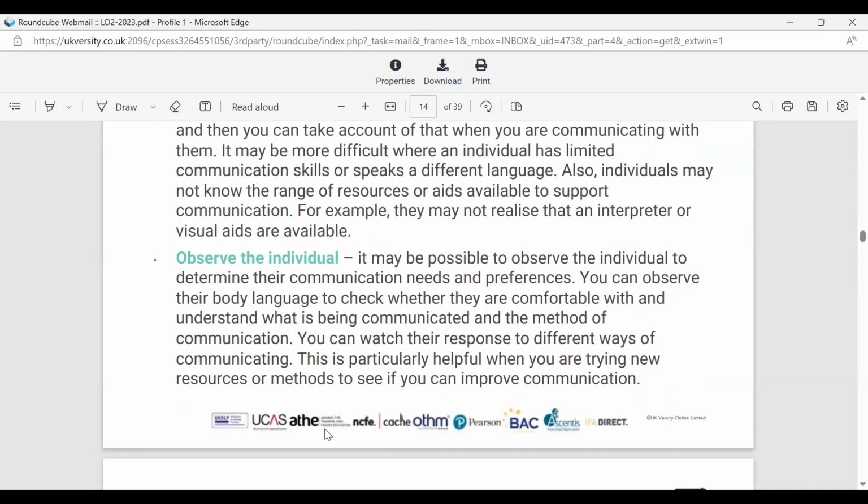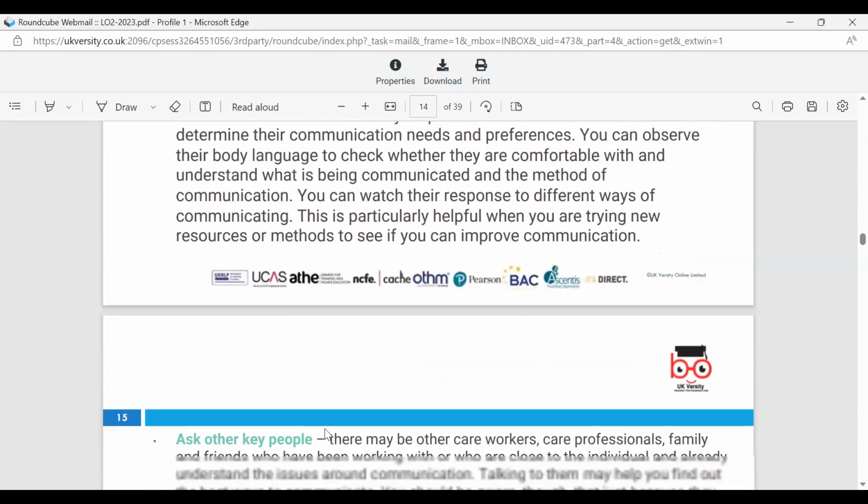You observe the individual. So it may be possible to observe the individual to determine their communication needs and preferences. You can observe their body language to check whether they are comfortable with and understand what is being communicated and the method of communication. You can watch their response to different ways of communicating. This is particularly helpful when they are trying new resources or methods to see if you can improve communication.